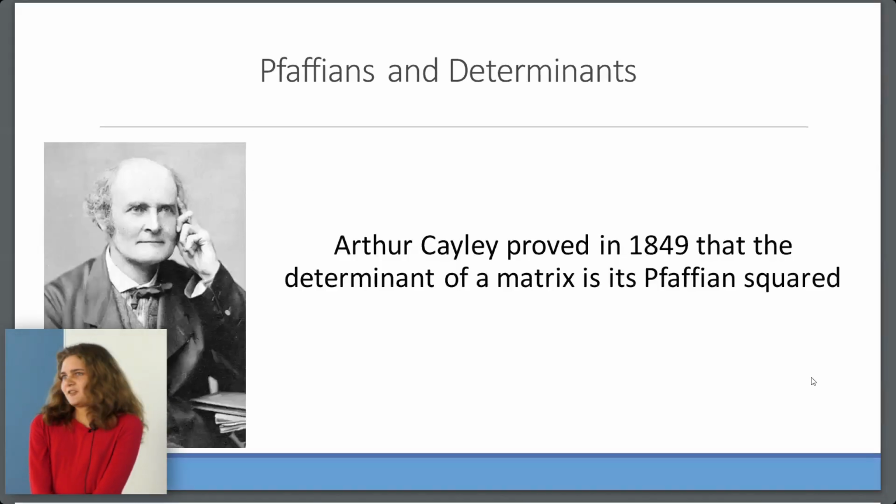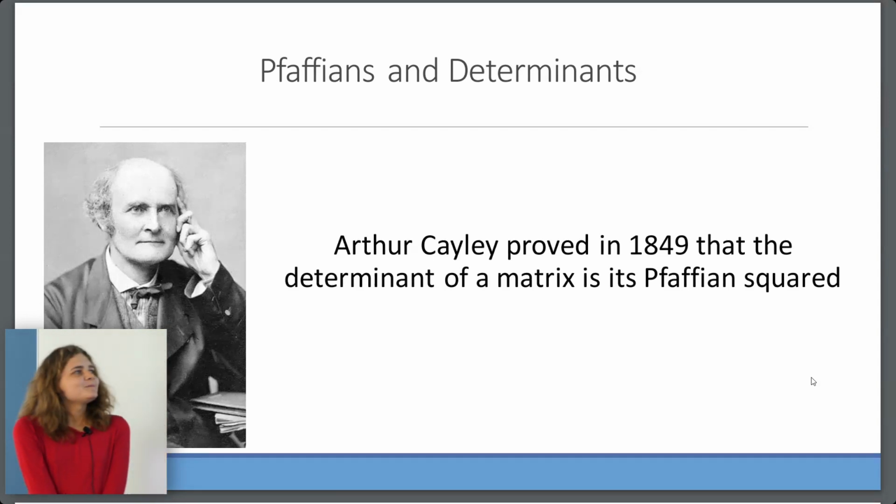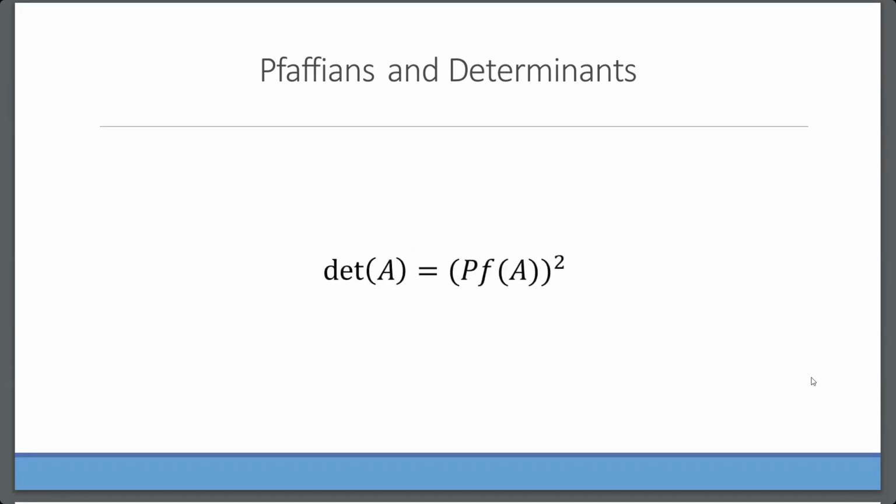So it'd be nice if there's something that we could connect it to that's more familiar. Maybe something that was introduced in matrix algebra and Calc 3, that'd be pretty cool. So, Pfaffians and determinants. Arthur Cayley, if you take abstract algebra, you're very familiar with Arthur Cayley. He proved in 1849 that the determinant of a matrix is its Pfaffian squared. So if you take the Pfaffian of a matrix and you square it, you get the determinant.